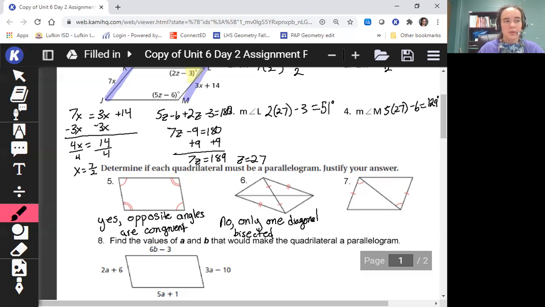Number 7, we have one set of opposite sides that are congruent, and we have a set of angles that are congruent. Now, these are not opposite angles that are congruent. They are, however, alternate interior angles that are congruent. And remember, when you have alternate interior angles that are congruent, you have a set of sides that are parallel. And this side are parallel. So that set of sides is both parallel and congruent. And that's one of our properties, is that one set of opposite sides is both parallel and congruent.